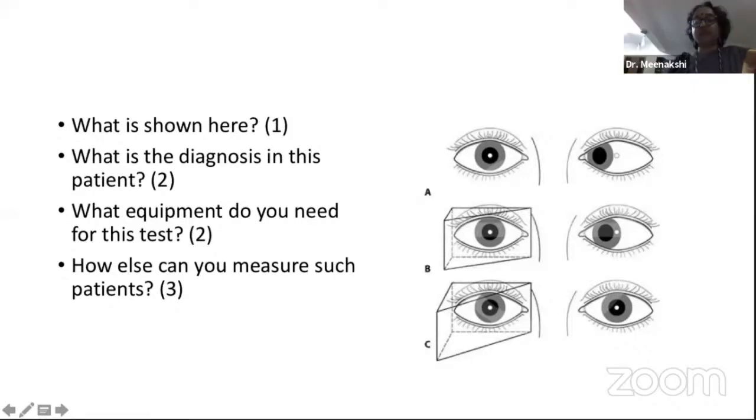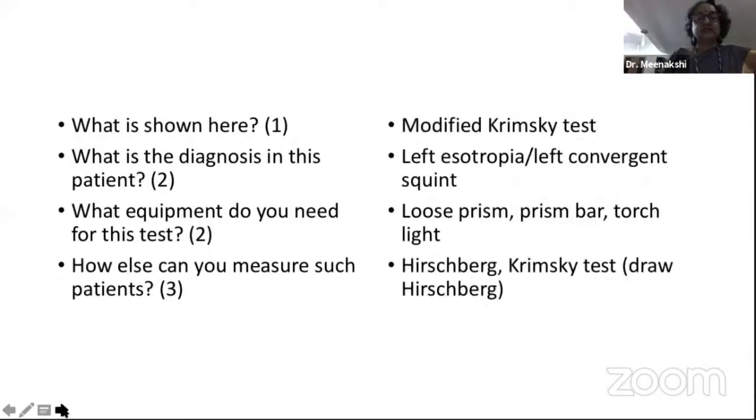This is fantastic. This is an excellent answer. I mean it, it's really very good. Let's look at the answer. So how else can you measure these patients?